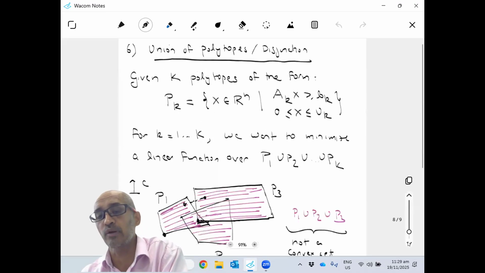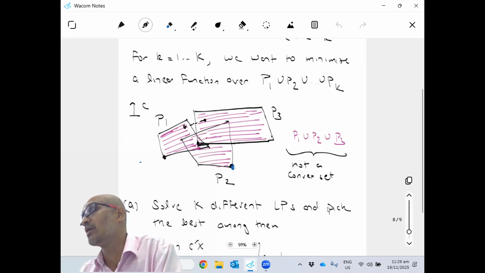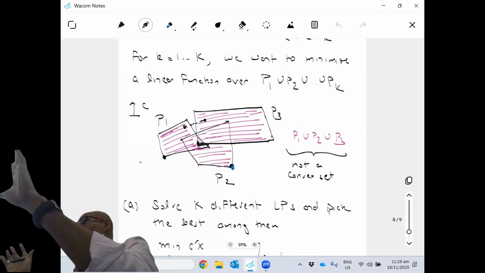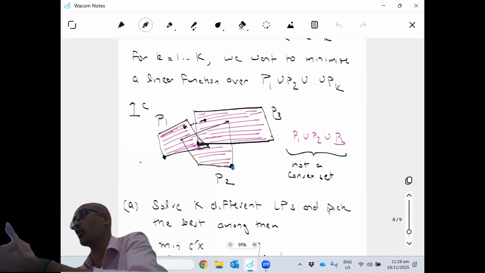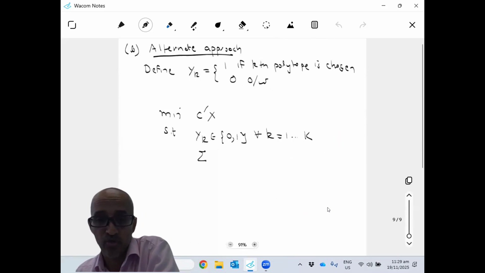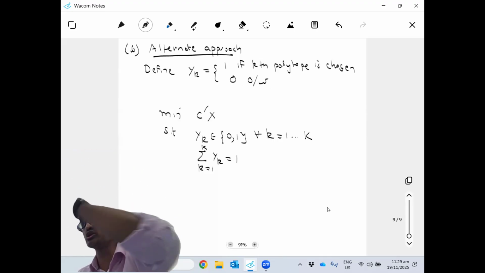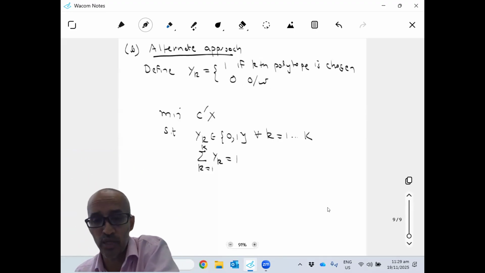When I'm optimizing over the union of sets, every point that I get to will lie in one of the polytopes. It might lie in the intersection of many of the polytopes, but it definitely lies in one of them. So I want to pick at least one of these polytopes. In fact, I want to pick exactly one polytope. I now want to capture the idea that I want a solution for each of the polytopes. How do I do that?